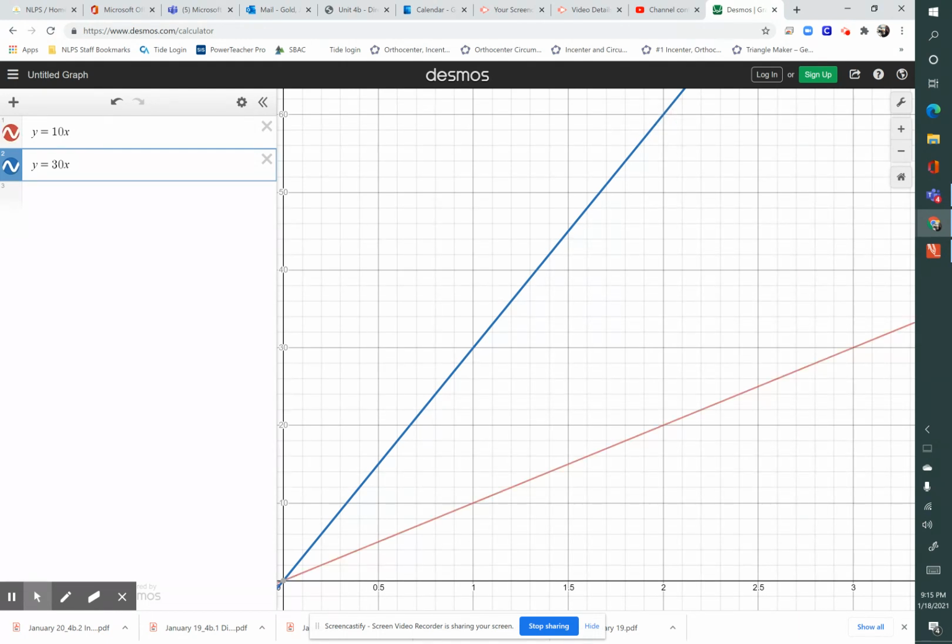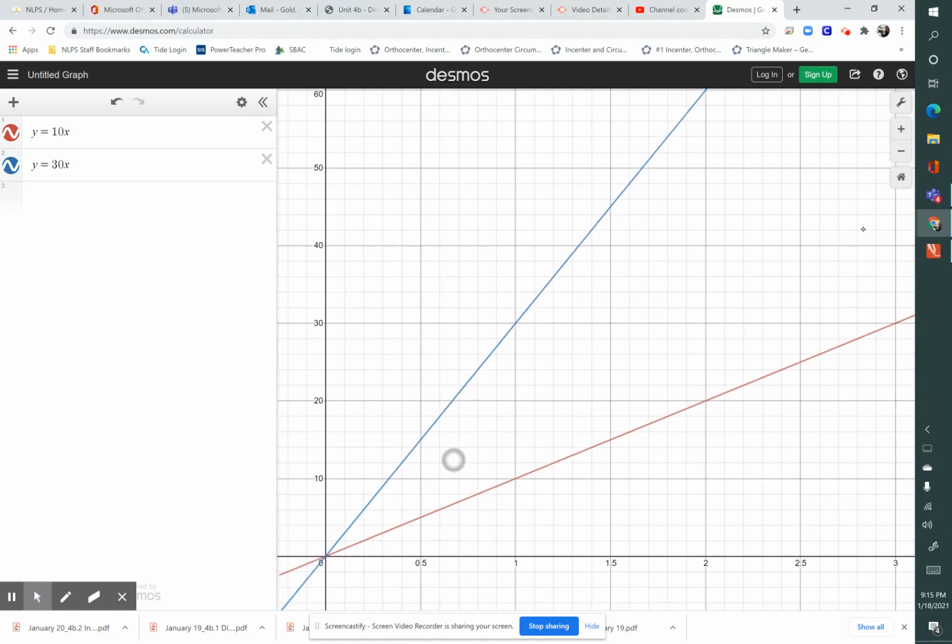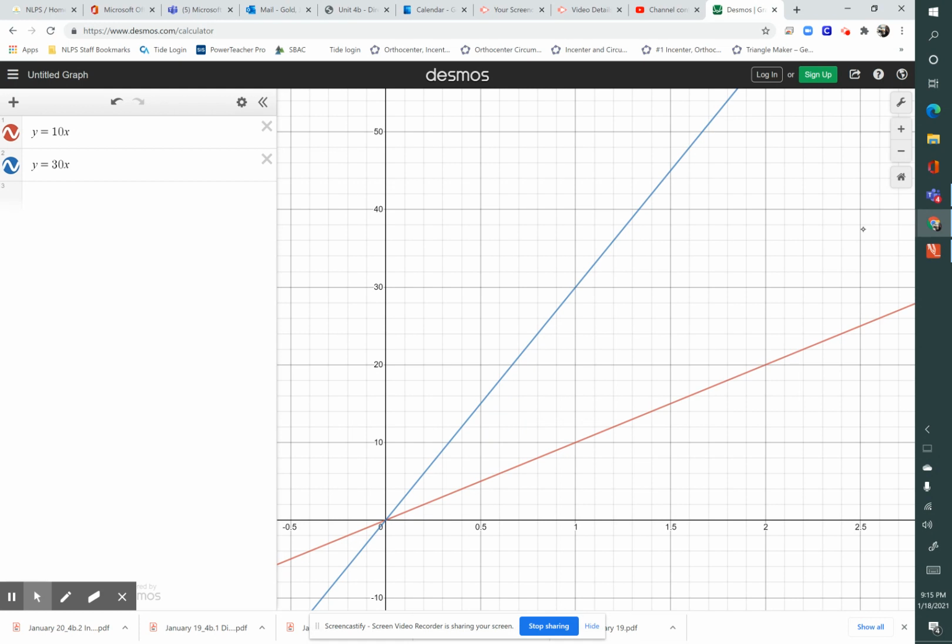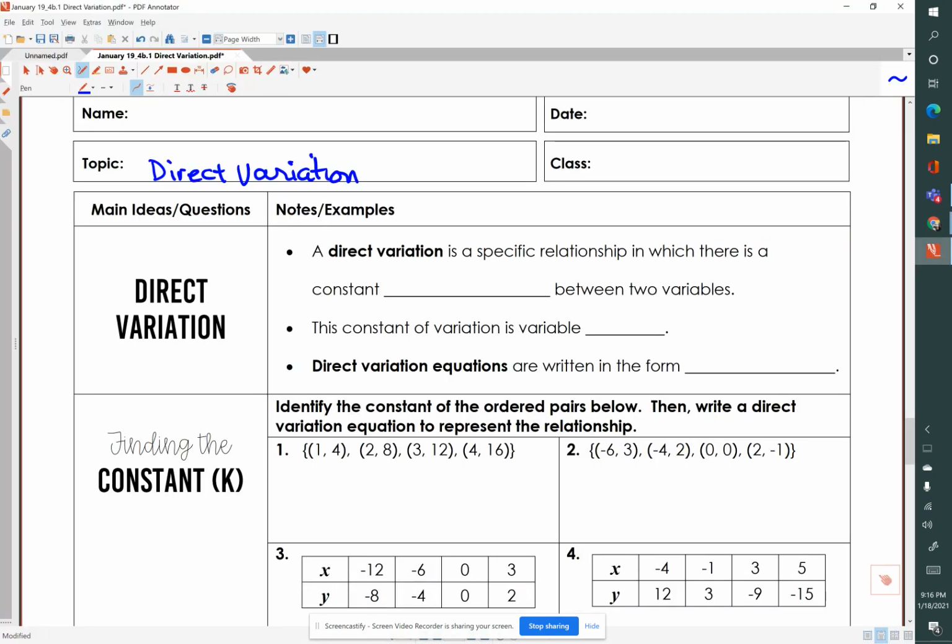Now, if you look at both of these graphs, you'll notice they're linear. You'll also notice that they both go through the origin, the point 0, 0. And I want you to keep that in mind as we talk more about direct variation. So that's a little introduction to direct variation. Let's get to our worksheet.